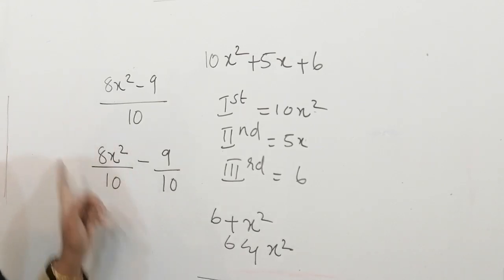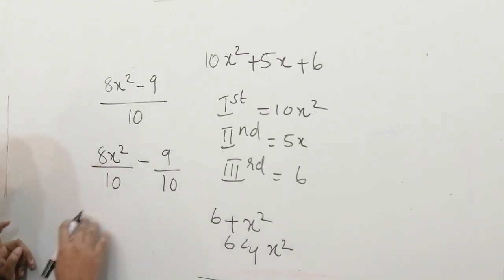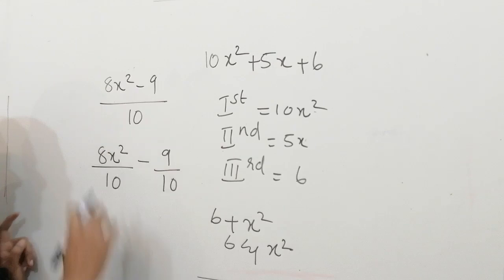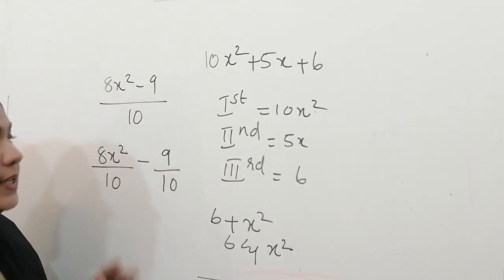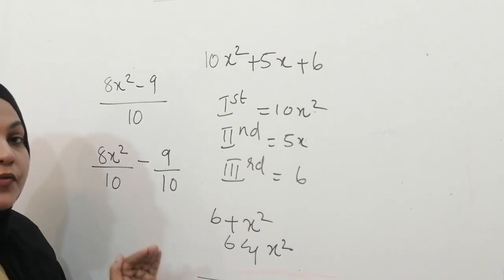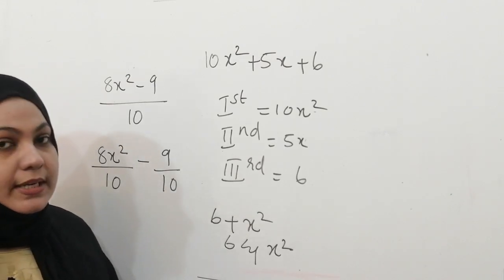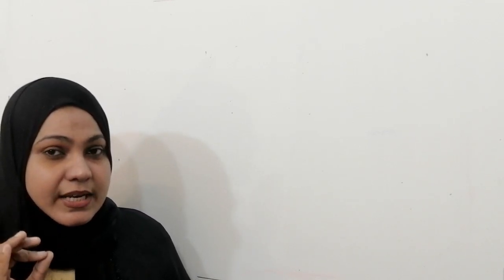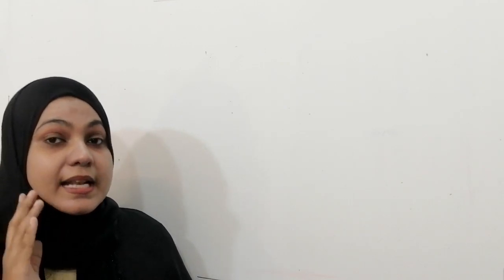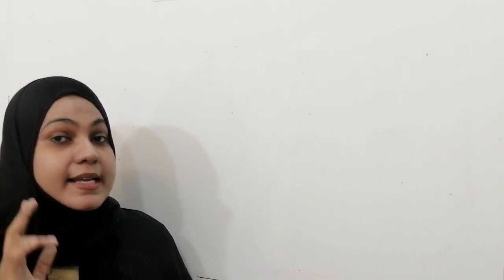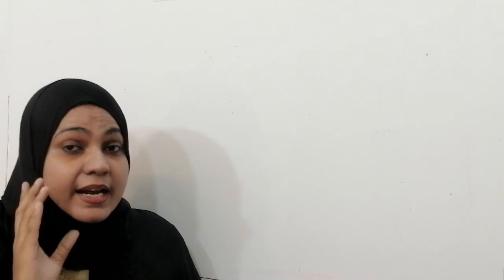So you will get two terms here. What are the two terms? First term is 8x square by 10 and second term is minus 9 by 10. I hope you understood how to find terms from an algebraic expression. What is an algebraic expression? As we said, it's an expression which is made up of constants and variables along with algebraic operations, that is addition, subtraction, multiplication and division.